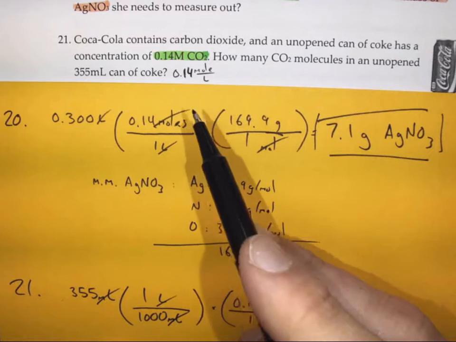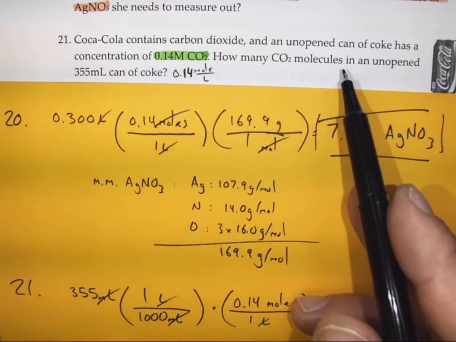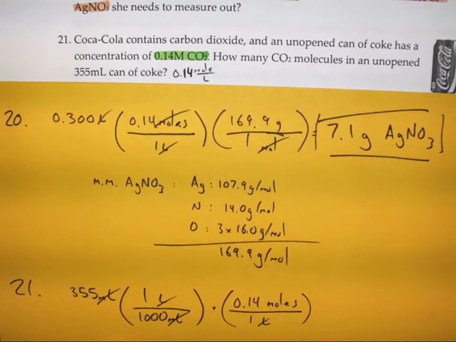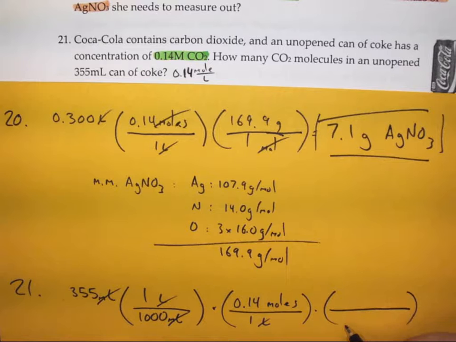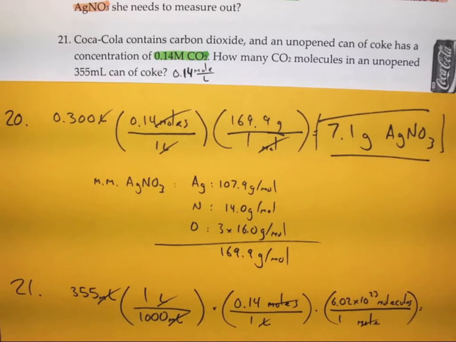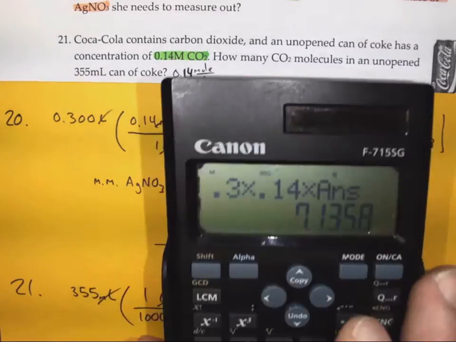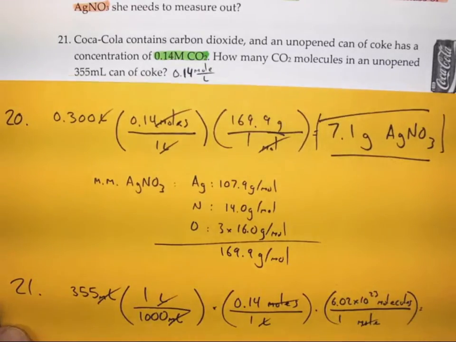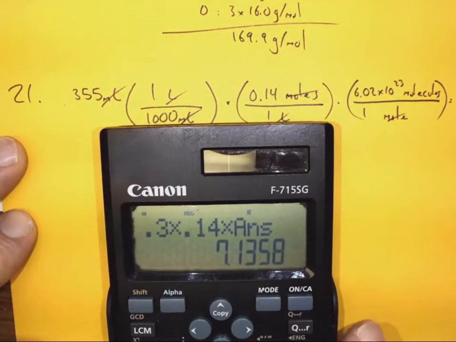But I'm actually not looking for the number of moles. I'm looking for the number of molecules. So how do I convert between moles and molecules? Well, I'm going to use Avogadro's number. I know that for 1 mole of CO2, I have 6.02 times 10 to the 23 molecules of CO2. So moles cancel, I end up with molecules.